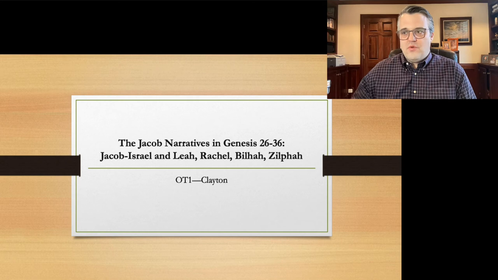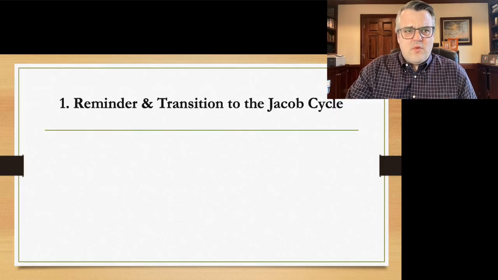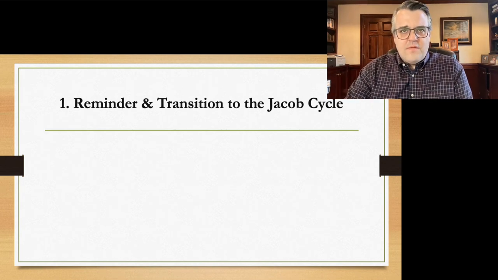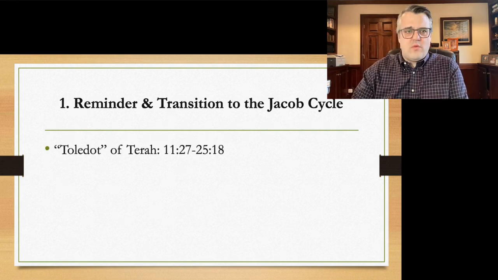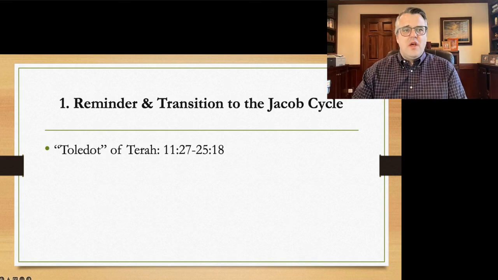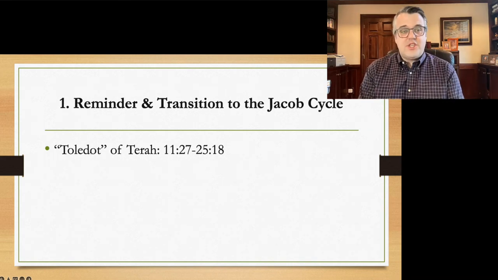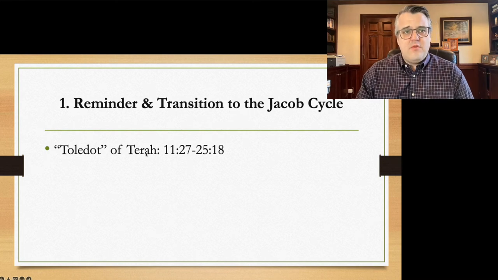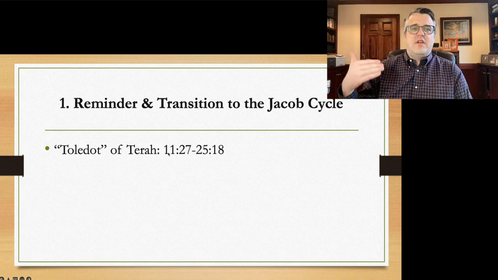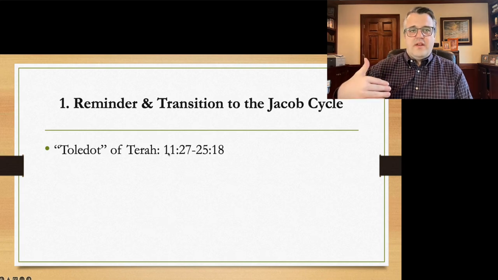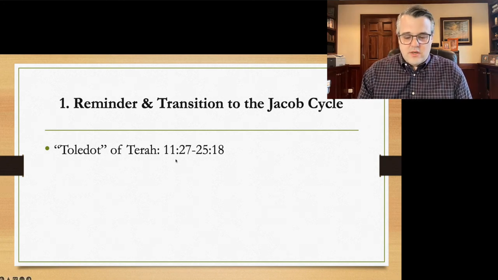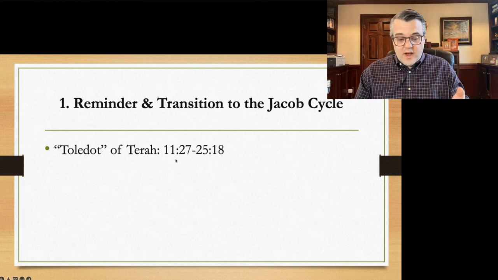chapters 26 through 36. So first, point 1 here in the lecture, just a brief reminder and then a couple of notes on the transitional chapters. If you go back to our earlier discussions, you'll remember that we talked quite a bit about this Hebrew term, Toledot, the generations of, the genealogy of. As I was just mentioning, Terah is the father of Abram, who becomes Abraham, and that well-known verse, 27 of chapter 11, is the official beginning of the Toledot of Terah, who's Abram's father, and then Abram, to become Abraham, is the main character of that particular section, all the way through chapter 25, verse 18.